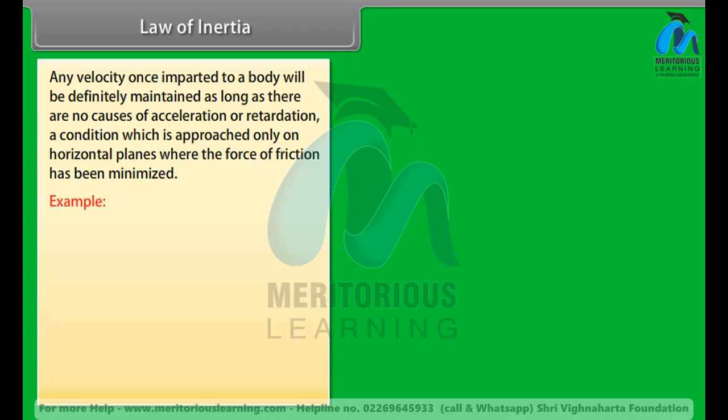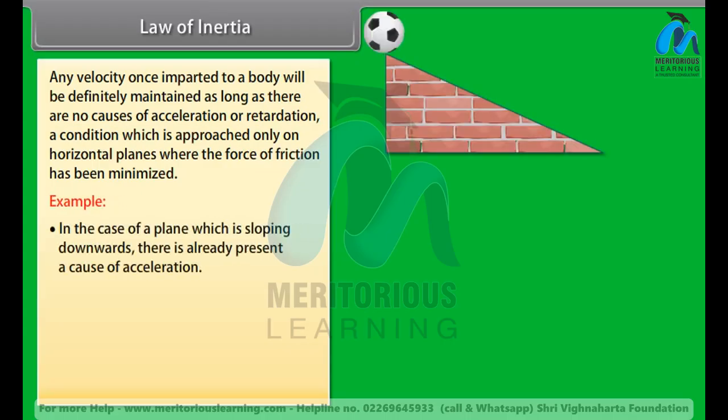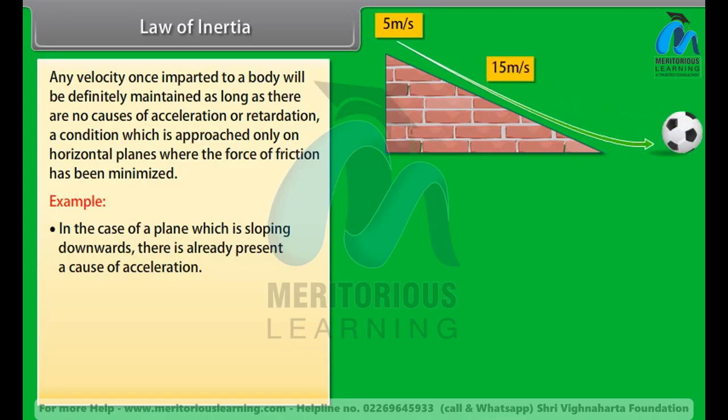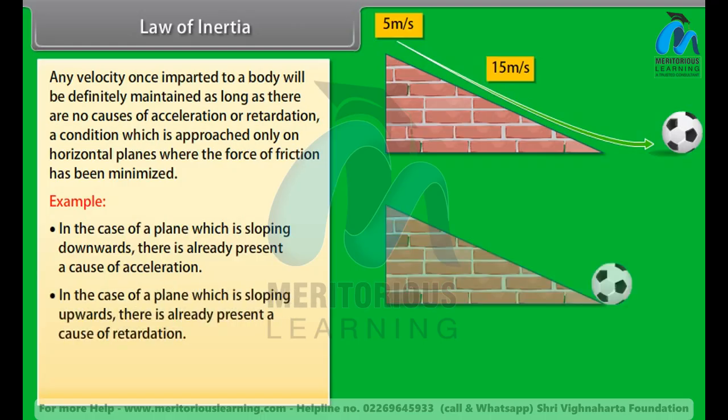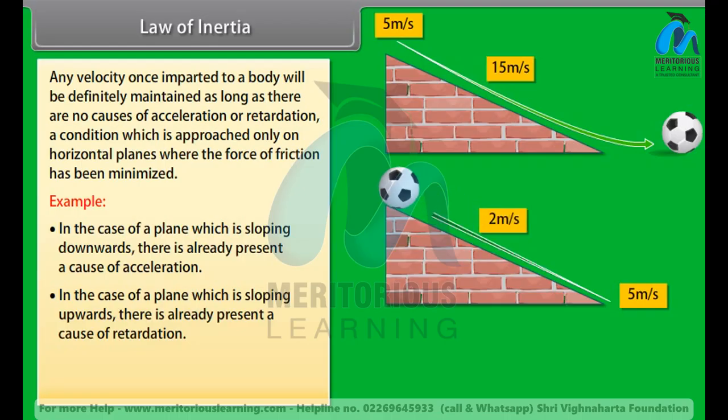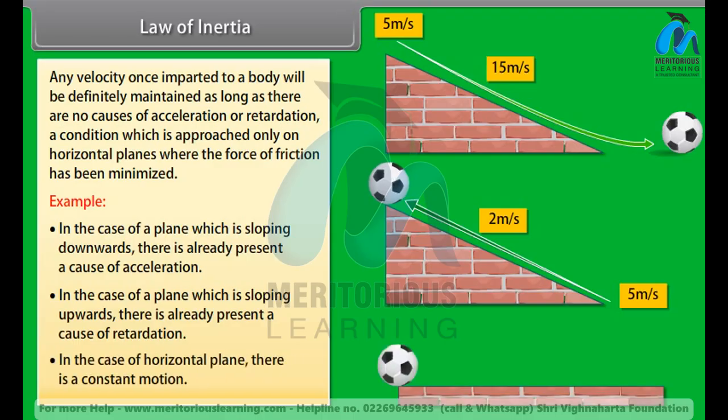Let us take an example. In the case of a plane which is sloping downwards, there is already present a cause of acceleration. In the case of a plane which is sloping upwards, there is already present a cause of retardation. In the case of a horizontal plane, there is a constant motion.